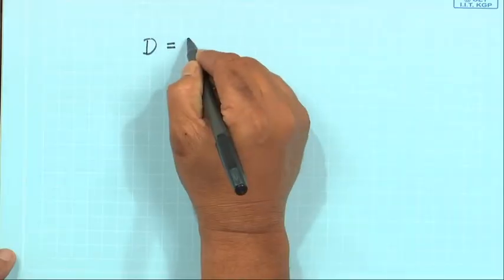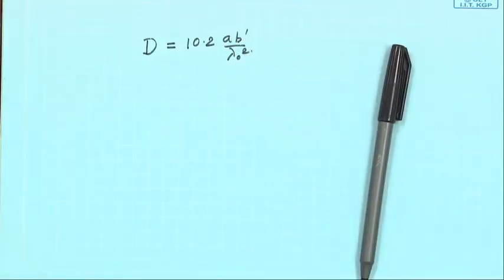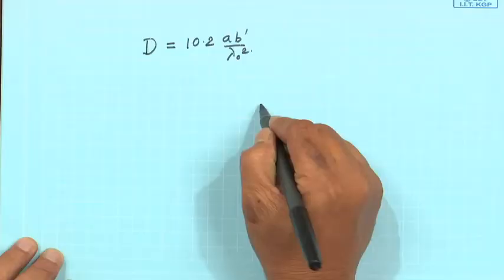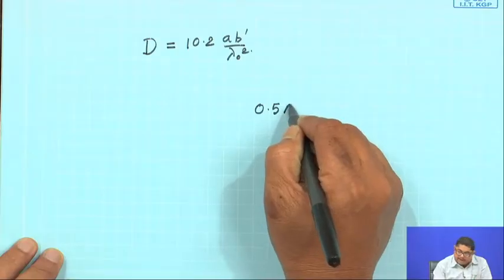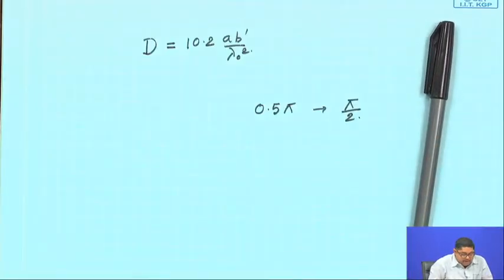Now, the same consideration as we have done there applies here. So, here the formula for directivity is 10.2 A B dashed by lambda naught square. Again, people have found that if horn length is fixed and I want to increase gain somehow, then I can violate that pi by 4 thing and go up to here. I cannot go up to 3 by 4 pi or 0.75 pi. Here we can go only up to 0.5 pi, that means pi by 2 only.